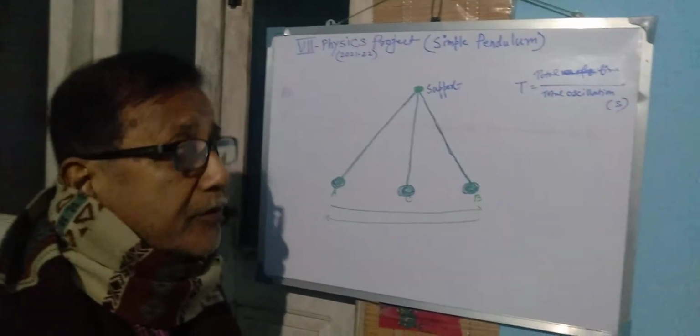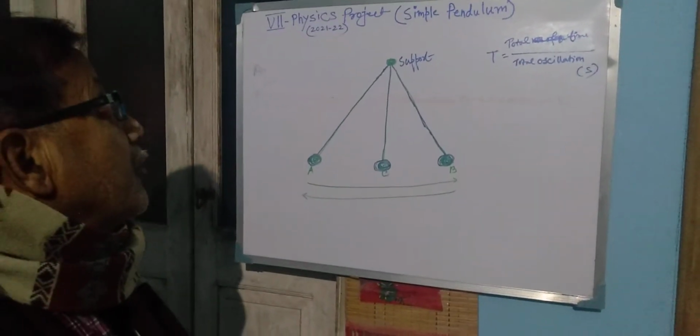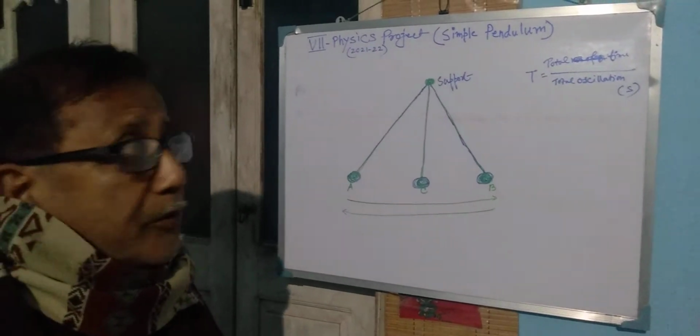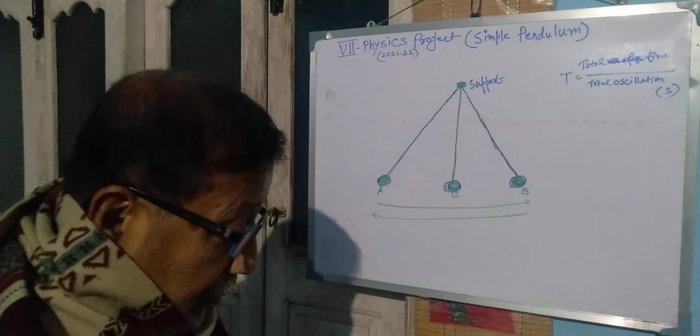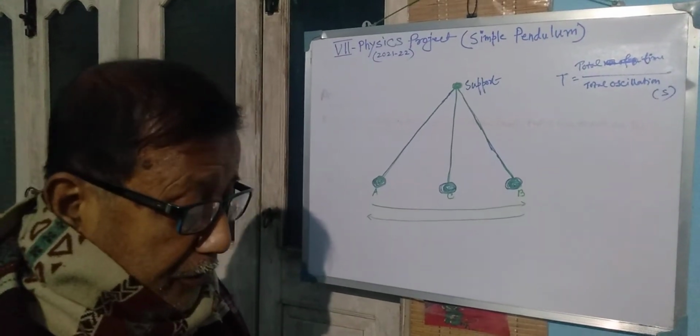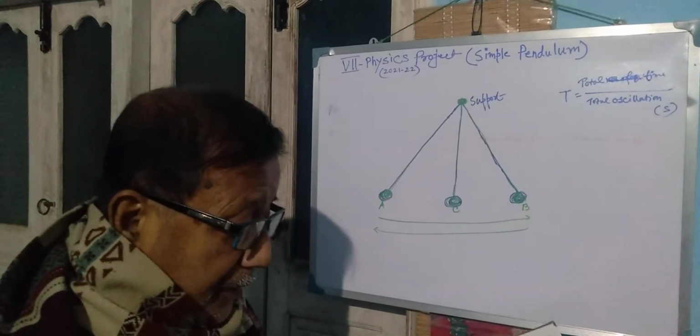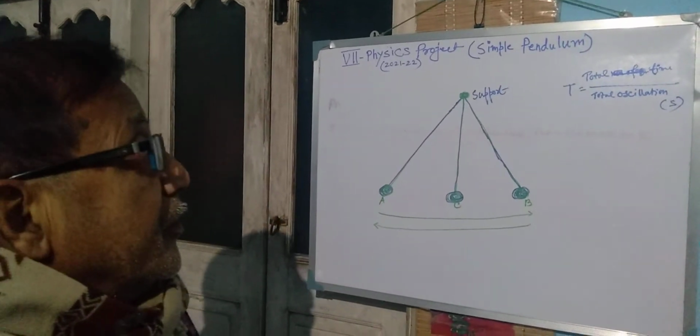Welcome, my dear students. Now I shall talk to students of class 7 about their physics project. Your project is making a simple pendulum and calculating its time period.